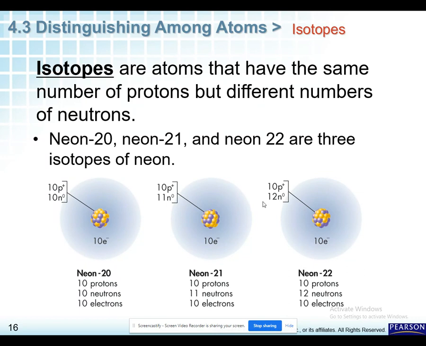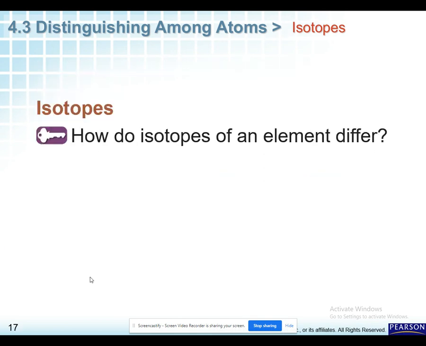So the other thing that I also want to point out is, since the neutrons differ, so does the mass number. So remember, this number over here is mass number. So mass number is different as well. And the reason your mass number is different, because remember, it's protons plus neutrons. So if that neutron number changes, so does that mass number change. And that's what's going to be kind of hinted at in this picture.